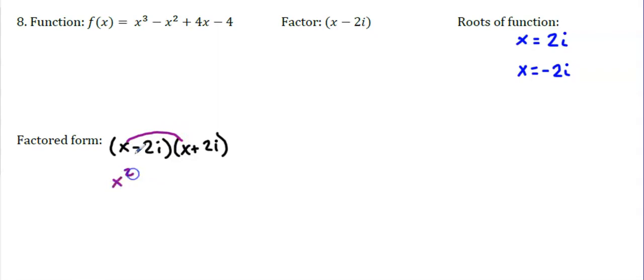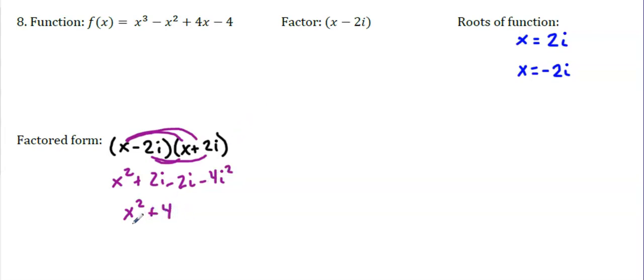I have x squared plus 2i minus 2i minus 4i squared. So that's x squared, positive 2i minus 2i. Those will cancel each other out. And then I'm left with minus 4i squared. i squared is negative 1. So negative 1 times negative 4 will be plus 4.